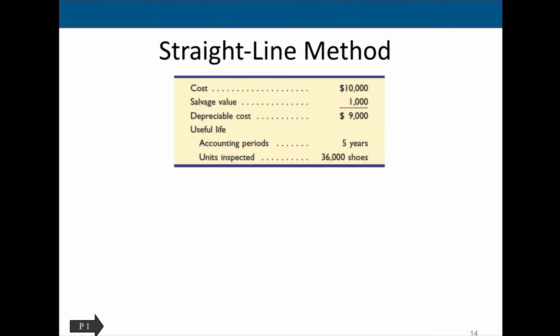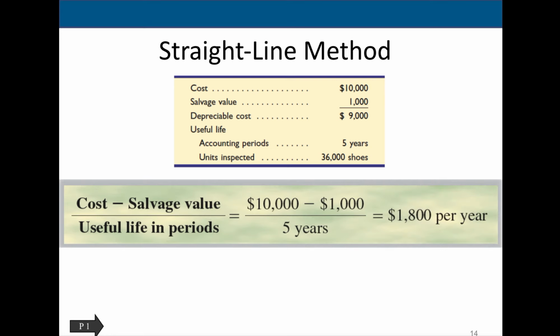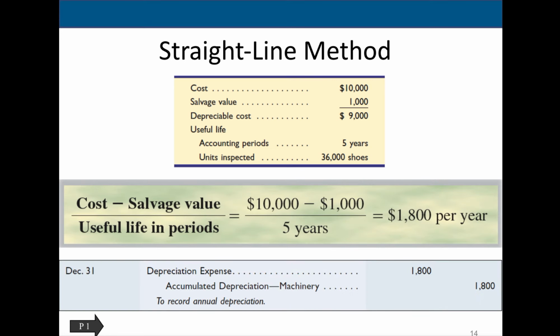Okay? So straight line just means count how many years you're going to use the asset and divide the depreciable cost equally over those years. Whenever I say depreciable cost, that just means initial cost minus salvage value. Okay? So in this case, that's $9,000. That's my depreciable cost. I will divide that equally into 5 years, and that means that each year I will recognize $1,800 of depreciation expense.